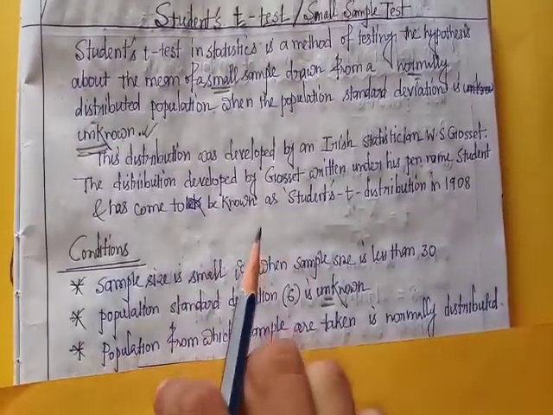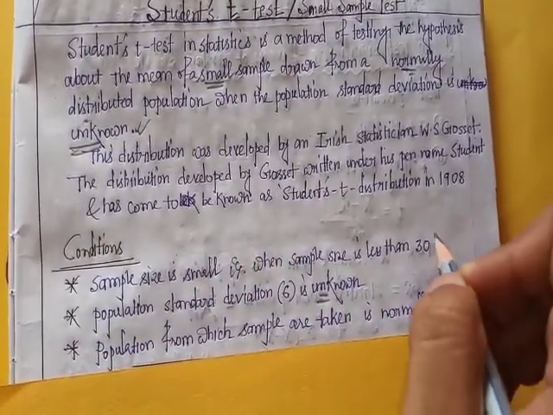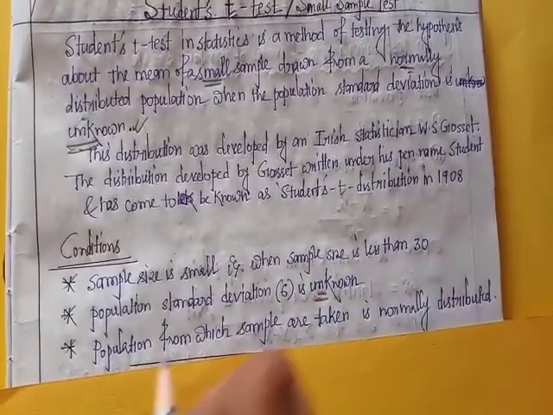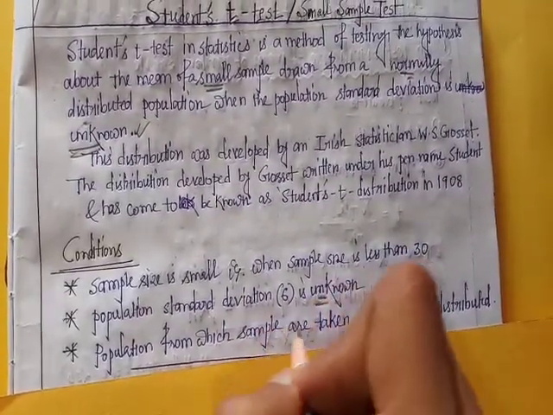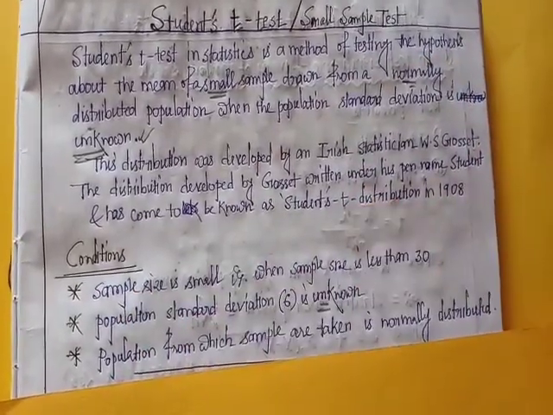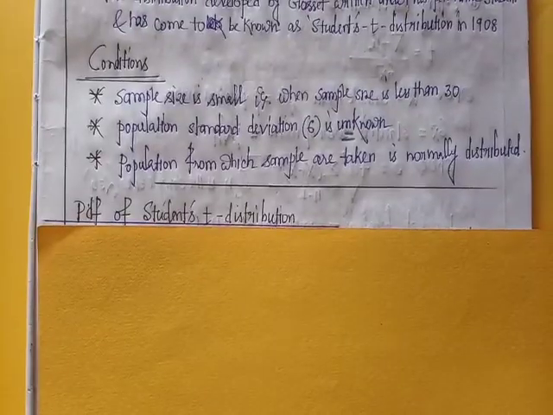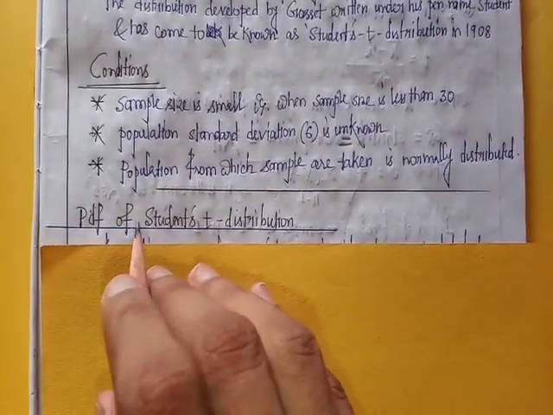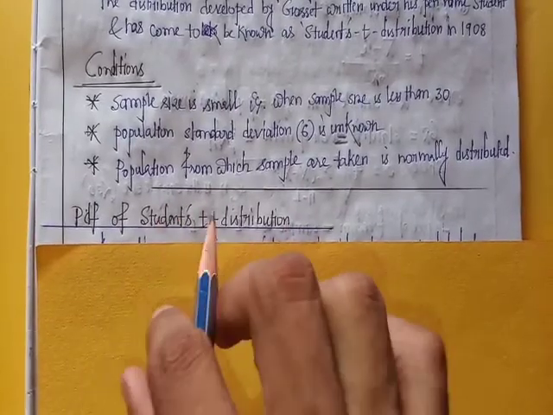Sample size is less than 30. Population standard deviation sigma is unknown. Population from which sample are taken is normally distributed. Next, PDF of student t distribution. PDF means probability density function of student t distributions.